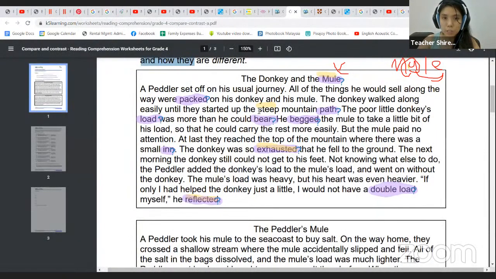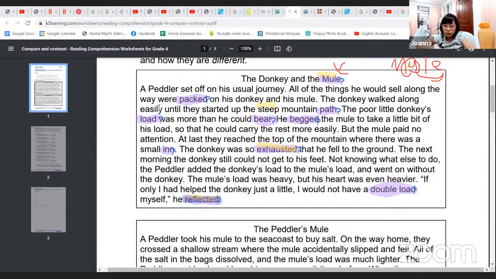All right, and this word is called steep. Steep. It's called exhausted. Exhausted. Reflected. Reflected. Very good. Whenever at the back there's ed, it's past tense. Past tense normally has the sound. Double load. But teacher, what is mule? 驴子，我有一只小毛驴。驴。Oh, all right.